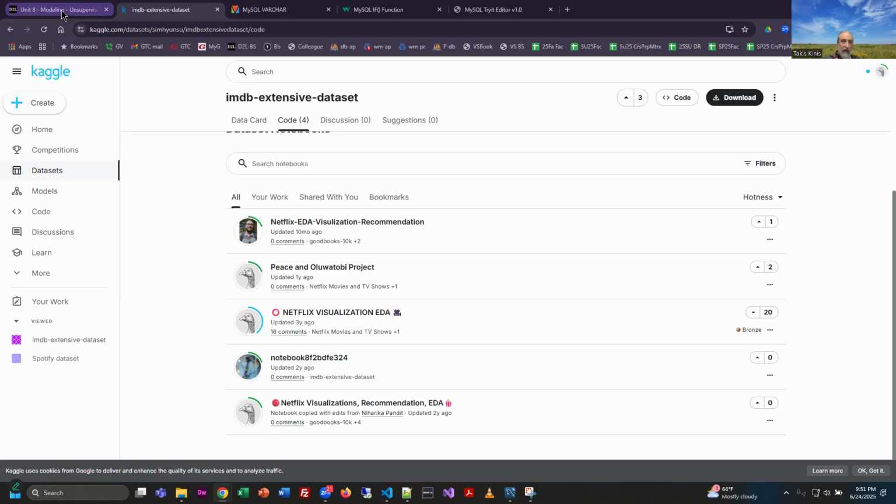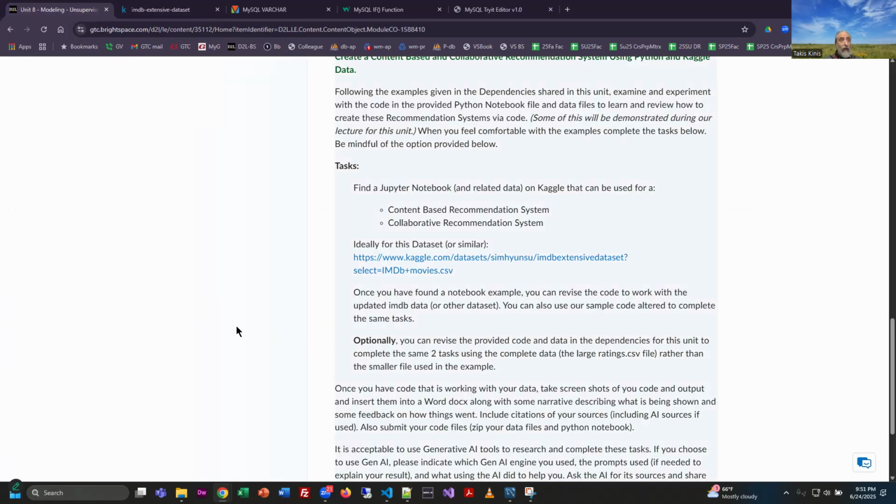and then alter it. However, and I realize that this might be a little bit overwhelming for some of you, but for others, it might be like, oh yeah, I'm into it. I'll check it out and try it because I have time to, and please do that. So once you found a notebook example, you can revise the code to work with the updated IMDb data, this one, or other data sets.